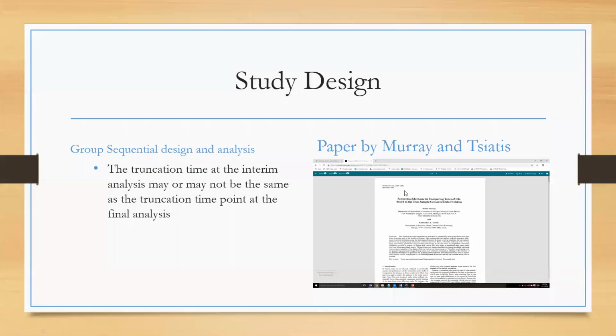You can find the detailed reference by checking this up in Biometrics.